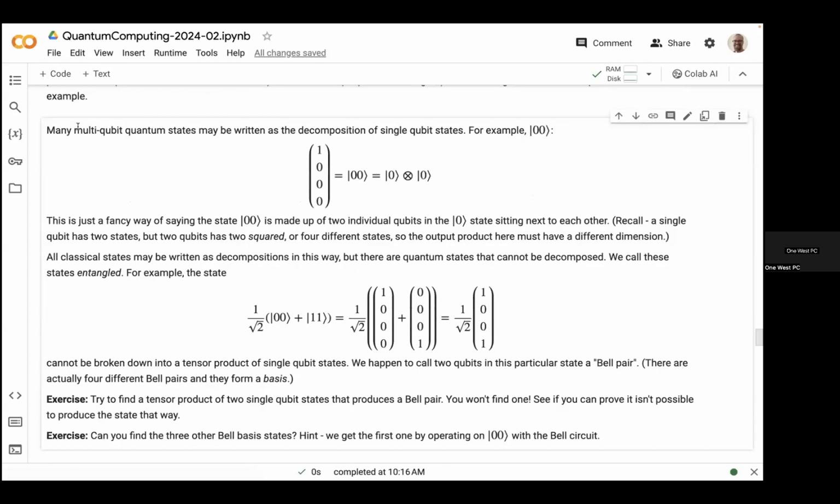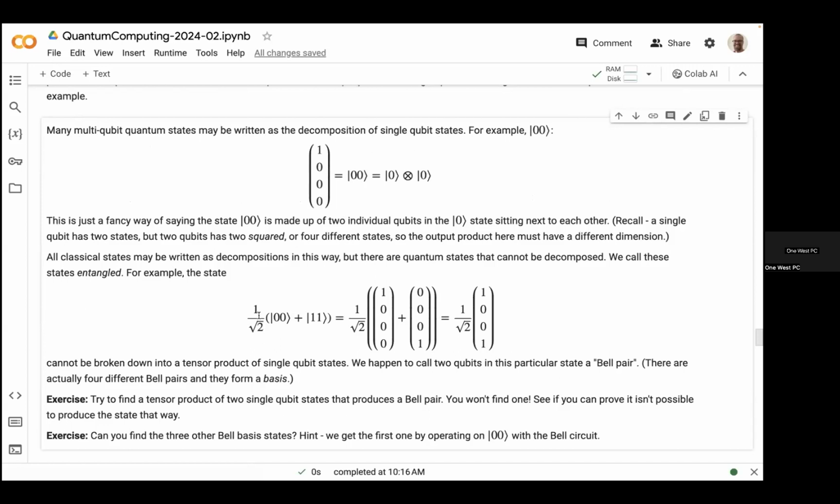Many multi-qubit states can be written as a decomposition of single qubit states. So like 0,0: 0,0 is 1 and three zeros. I can write that as 0 tensor 0. That's a fancy way of saying 0,0 is made of 2 individual qubits in the 0 state sitting next to each other. All classical states can be written like this, as a decomposition. But there are quantum states that cannot be decomposed. And those are what we would call entangled states.